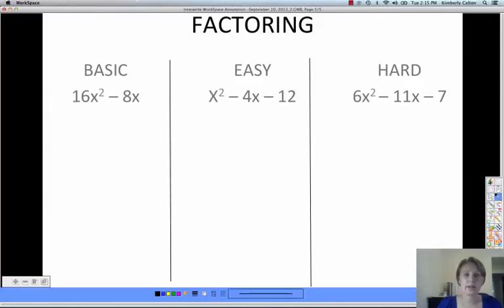This video is on factoring. We're going to cover three kinds of factoring: basic factoring, easy factoring, and hard factoring. We're going to start by looking at basic factoring.